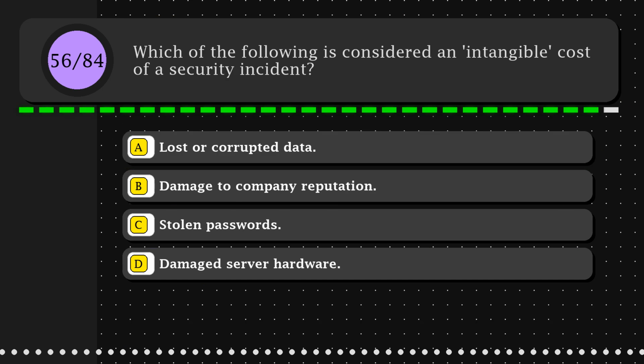Question 56. Which of the following is considered an intangible cost of a security incident? Option A, lost or corrupted data. Option B, damage to company reputation. Option C, stolen passwords. Option D, damaged server hardware.